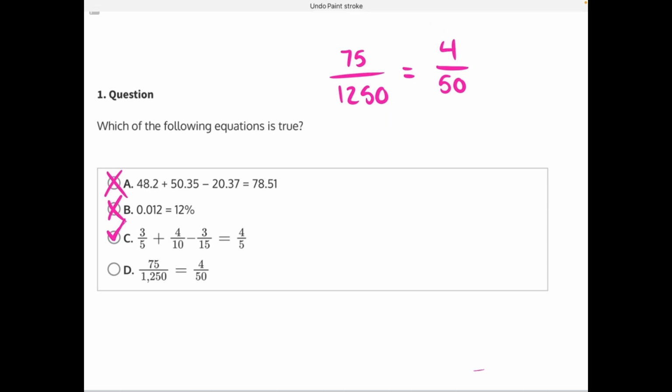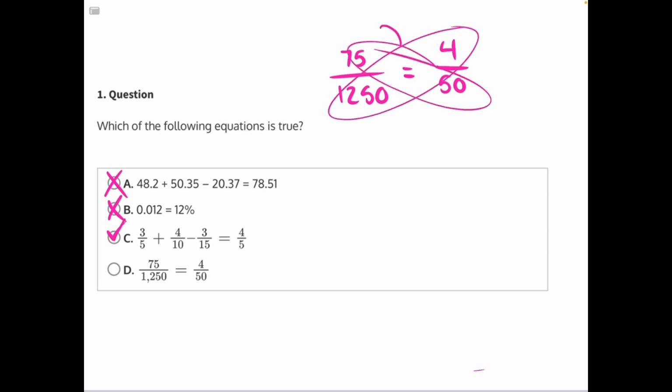And a very quick way to check this is to do cross multiplying, which many people call the butterfly method because it looks like a little butterfly. So if we multiply 1250 by 4, that should be equivalent to 50 times 75. And if I do that math in my calculator, we will get 5,000 on the left side, and on the right side, we will get 3,750. These are not equivalent, so D is not the correct answer.